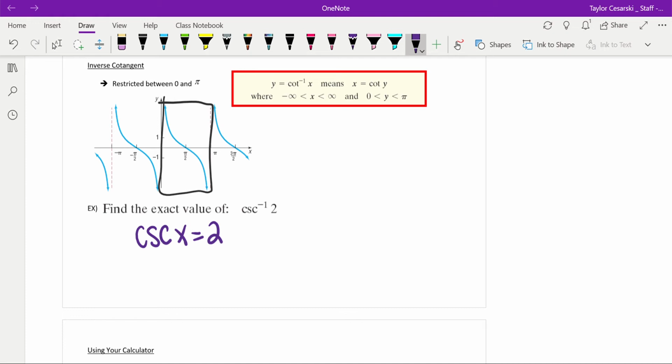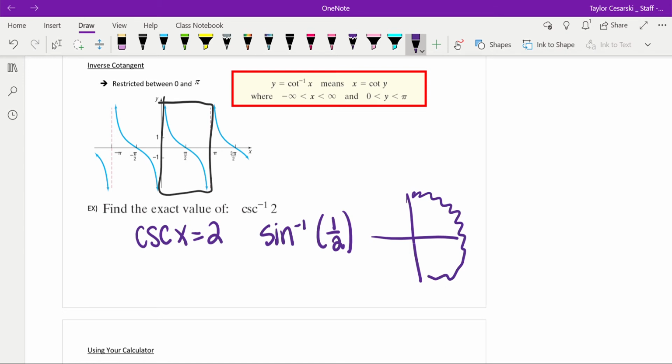So you can rewrite this, though, cosecant inverse of 2 as sine inverse of 1/2, because we know that sine and cosecant are reciprocals of each other. Okay? So then I know how to do sine inverses. I look at my unit circle within my restrictions for sine, and I say, where does sine equal 1/2? Well, that's going to be right there at pi over 6.